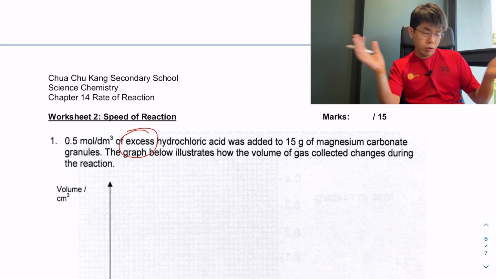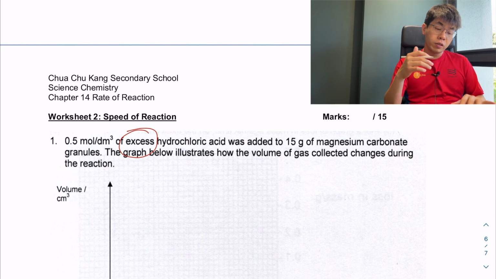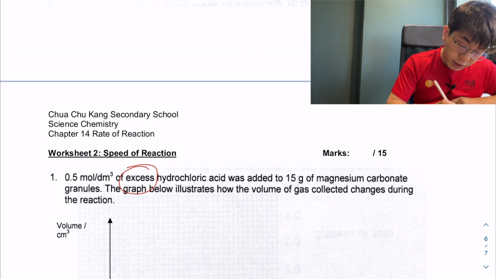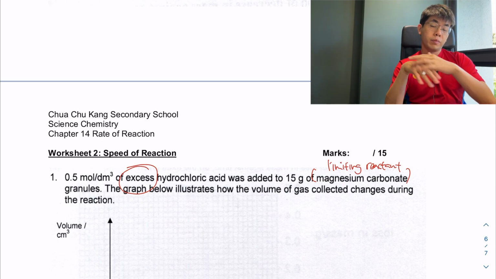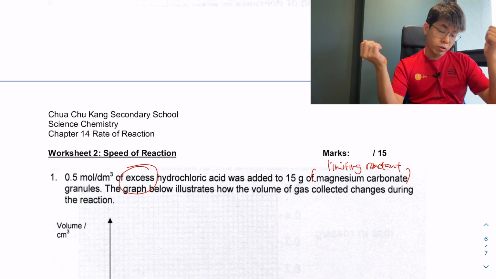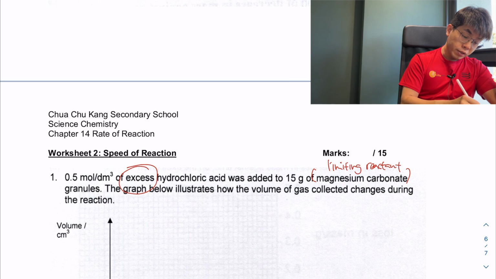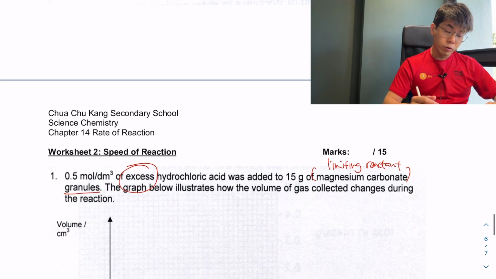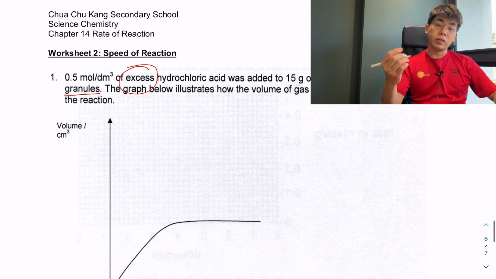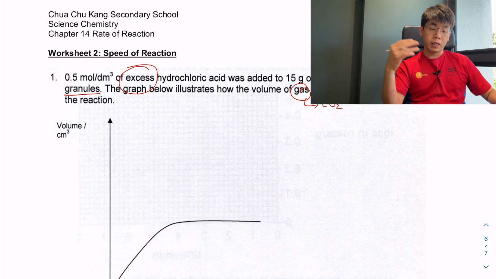There's a lot of hydrochloric acid added to 15 grams of magnesium carbonate. This means that magnesium carbonate is what we call the limiting reactant. That means at the end of the reaction, there is no more magnesium carbonate and an excess of hydrochloric acid. The magnesium carbonate is also granules, so it's slightly bigger in size. I'm going to produce some gas, and this gas is most likely going to be carbon dioxide because there's magnesium carbonate and acid.